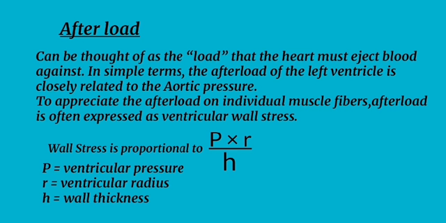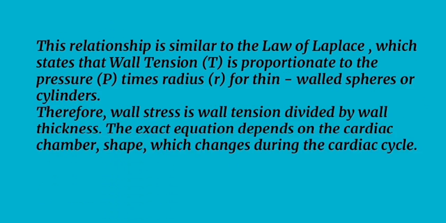Wall stress is proportional to ventricular pressure times ventricular radius over wall thickness. This relationship is similar to the law of Laplace, which states that wall tension is proportionate to the pressure times radius for thin-walled spheres or cylinders. Therefore, wall stress is wall tension divided by wall thickness. The exact equation depends on the cardiac chamber shape, which changes during the cardiac cycle.